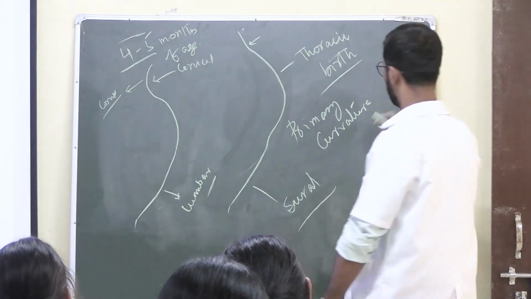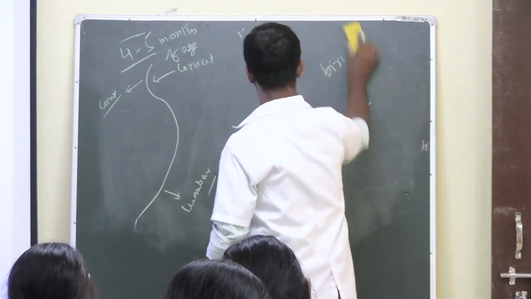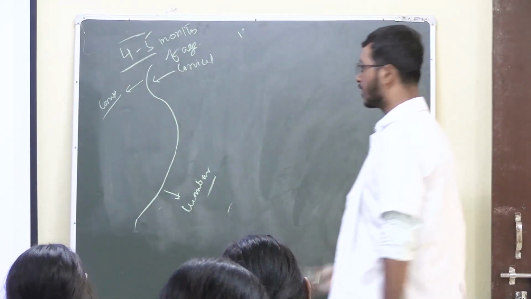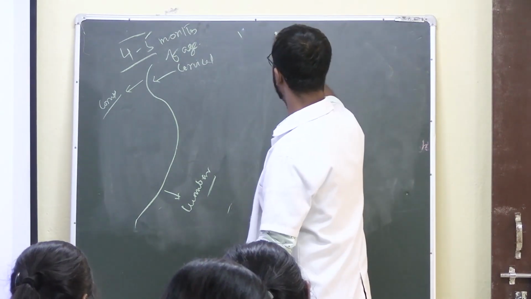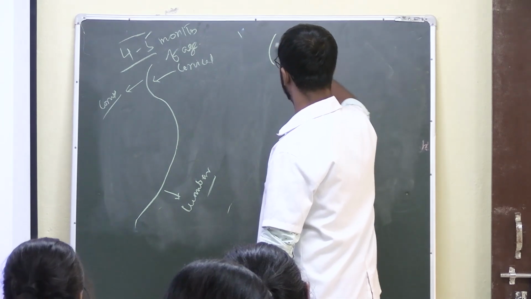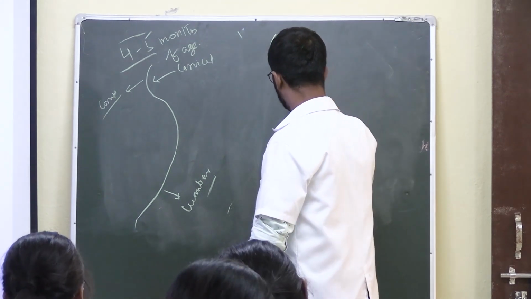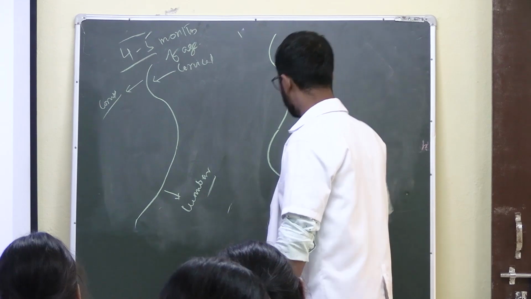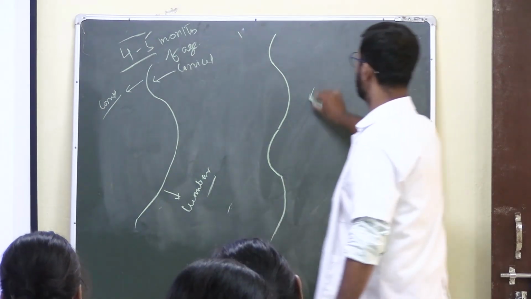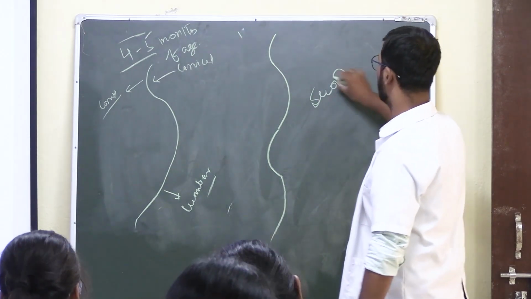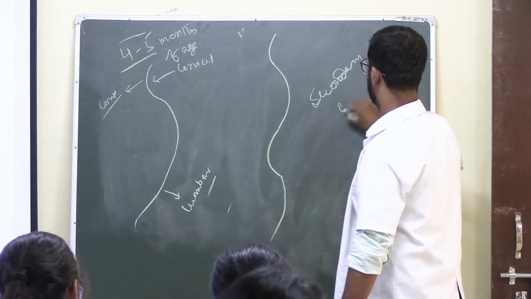So at 12 to 18 months of age, our vertebral column will look like this. This is the cervical, then the thoracic, then the lumbar, then the sacral. This is our secondary curvature, which gets completed by 18 months of age.